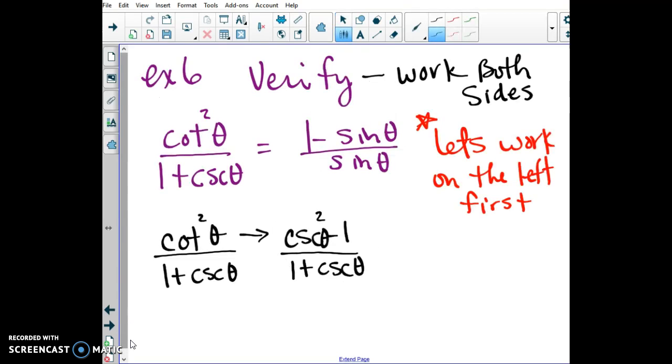So in example 6, this is the first time we're going to work with this process. We're going to simplify both sides and show that they have a third similar Pythagorean identity in common. So we're going to work on the left side first. Cotangent squared. Because I see cosecant in the denominator, I'm going to take the Pythagorean identity. Cotangent squared is cosecant squared minus 1.